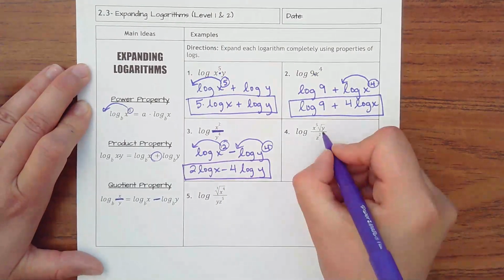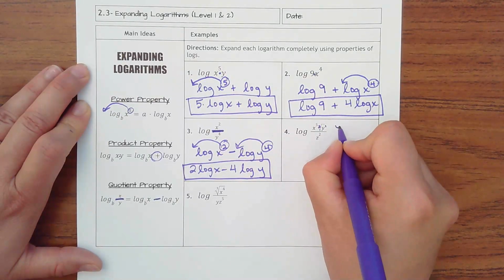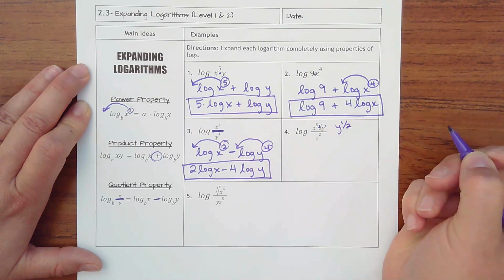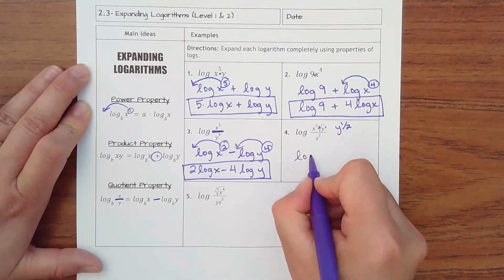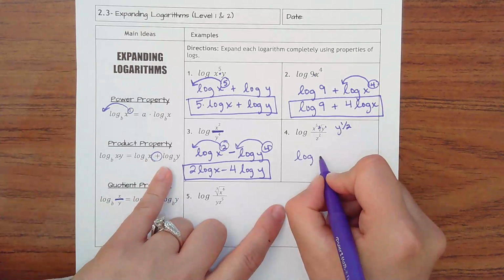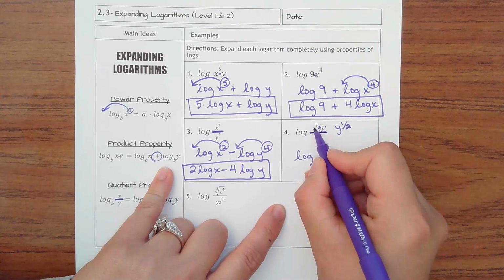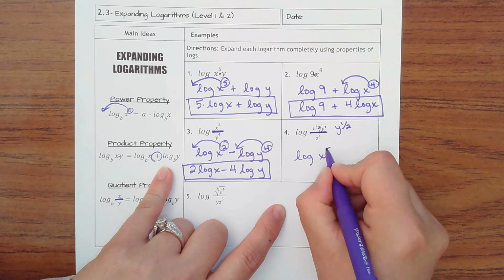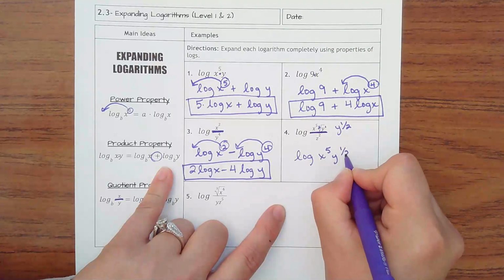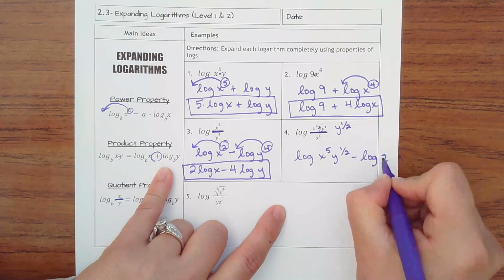Number 4 has the square root of y, so I'm going to rewrite that. That's y to the 1/2 power. So I'm going to have a log of x to the 5th. Let's see. We can do the division. So this is all in the numerator. We'll have log x to the 5th, y to the 1/2 minus, because there's division, log of z squared.